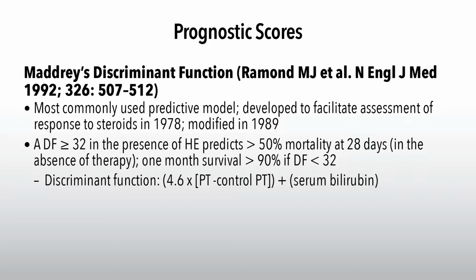The Maddrey discriminant function looks at PT versus control and serum bilirubin, and comes up with a DF value. If in the presence of hepatic encephalopathy, you can come up with a greater than 50% mortality at 28 days. This is, of course, in the absence of therapy. One month survival is excellent if the DF is under 32, at over 90%. This was published in the New England Journal in 1992.